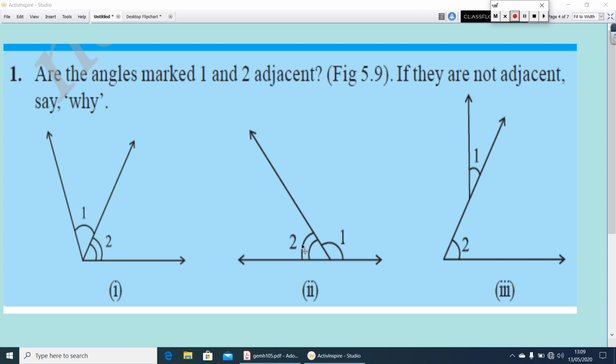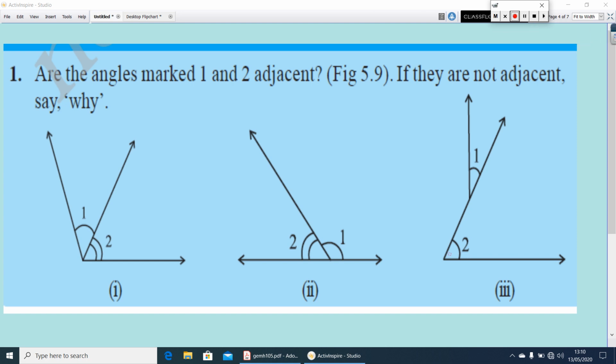The angles are marked with curves. So if they are not adjacent, write the reason. Look at the first question, angle 1 and 2, are they adjacent? Here you see, angle 1 and angle 2 have a common vertex and one common arm, and the non-common arms are on either side of the common arm. So you can say the first figure is adjacent angles.